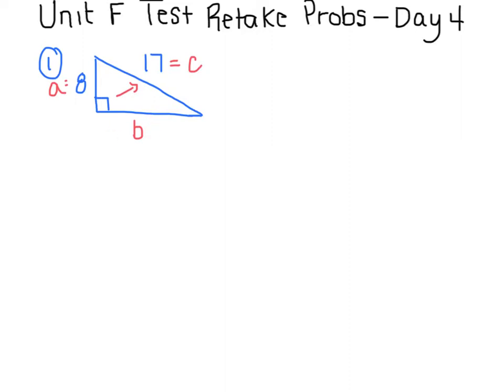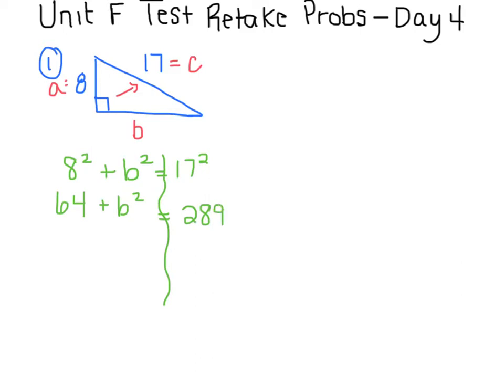So when I go to set this up in Pythagorean theorem, it's going to look like this. 8 squared plus B squared equals 17 squared. And because the 8 and the 17 are on different sides of the equals sign, I'm going to have to figure them out separately. So this is going to be 64 plus B squared equals 289. And then let's subtract 64 from each side. That's going to be, let's see, 225.